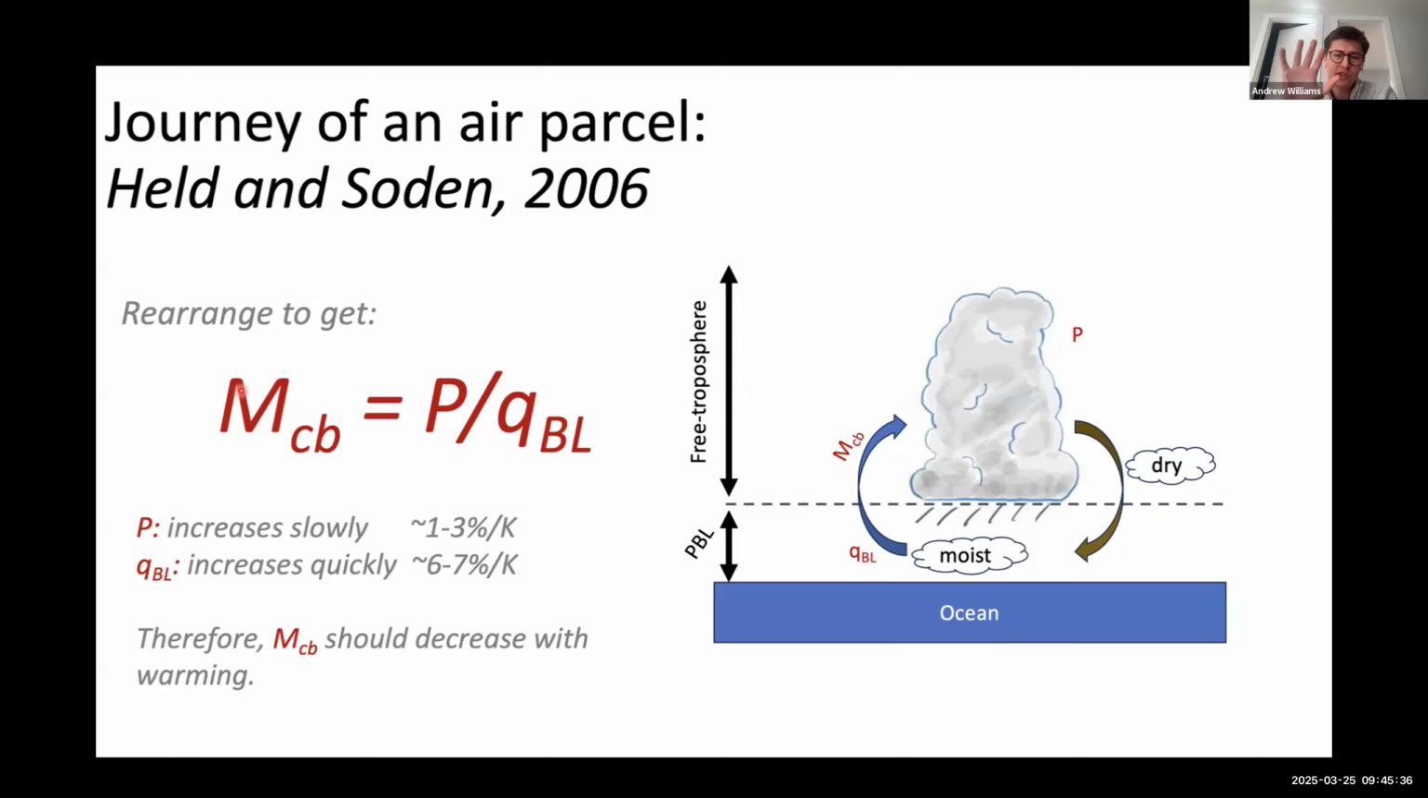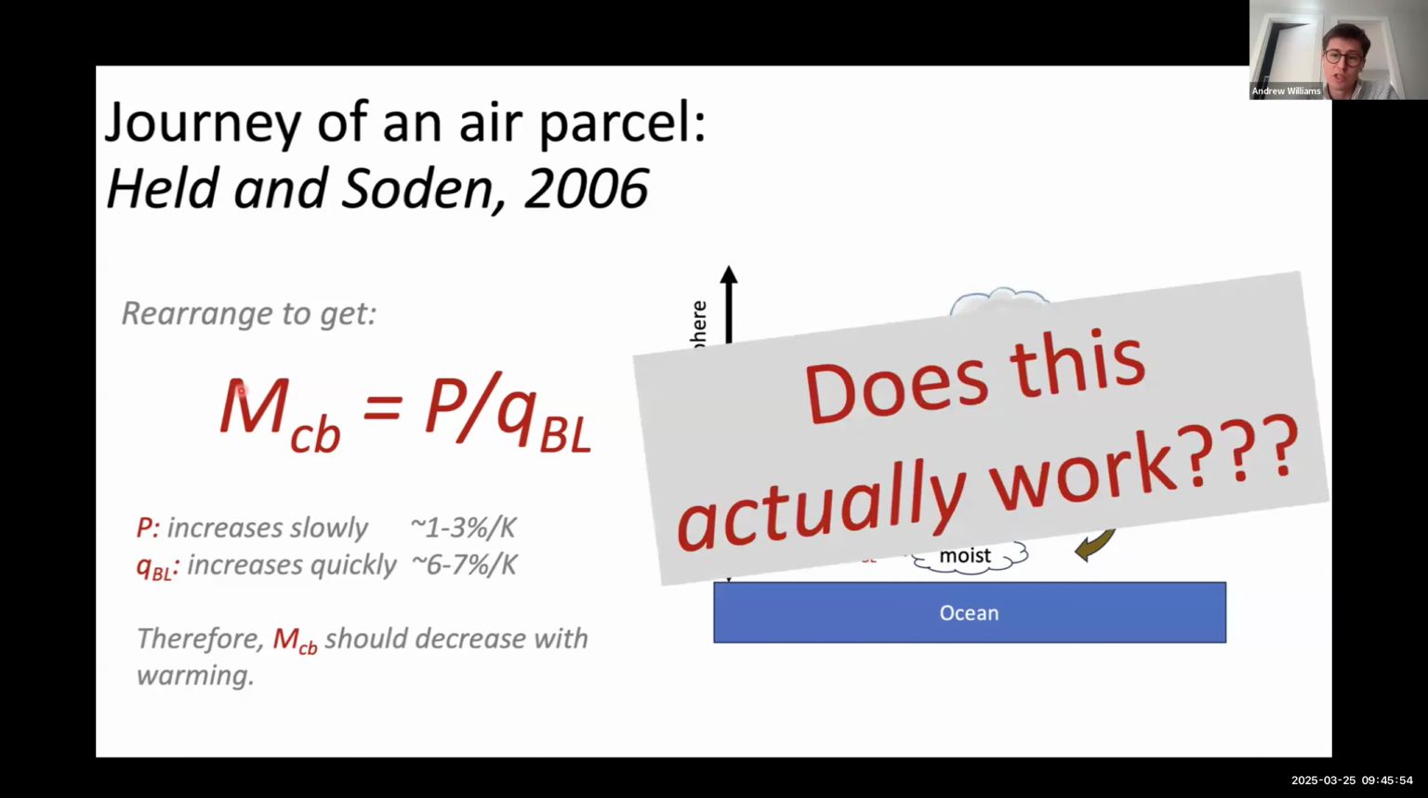And this argument, basically what's on this slide right now, is ubiquitous in the literature. It appears in IPCC reports and thousands of papers by this point, arguing for how mass fluxes should respond to global warming. And when I started the postdoc, I had a pretty simple question, which is just, does this work?